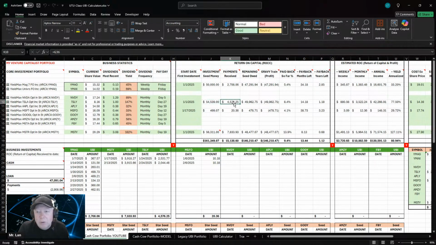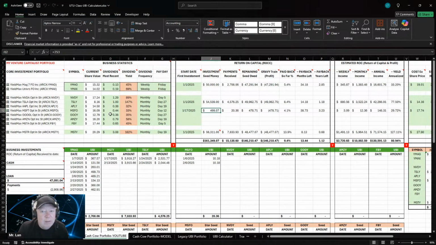So far, they've given us 4,500 back. And our gravy train doesn't start for another 49,000, which our payback years left is 1.18 years or 14 months. In 14 months, they will have given us our full $54,000 back. Then we're on the gravy train. That will become a cash cow, unless we put more money into it. If we put more money into it, then we'll extend that time back, but that's okay. We'll make more money. All right.